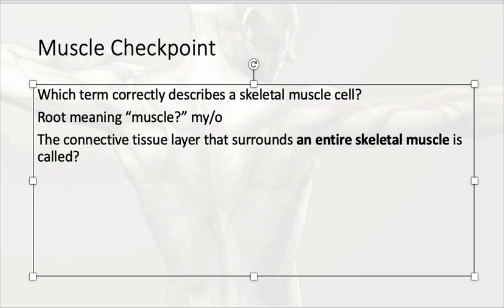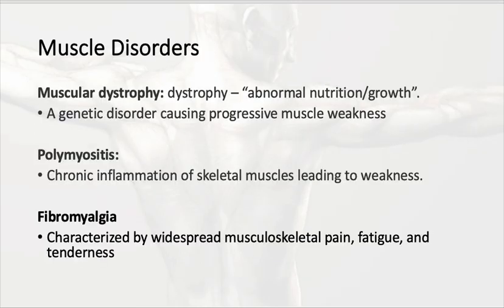So now we're going to talk about muscle disorders that affect muscle cells and connective tissue associated with muscles as well. The first is muscular dystrophy. So muscular dystrophy, and dystrophy referring to abnormal nutrition or abnormal growth or abnormal nourishment. So right away, this tells us that something is wrong with how muscle tissue is being maintained, nourished, and repaired. Muscular dystrophy is a genetic disorder. So a person is born with a mutation in a gene that is important for muscle function.